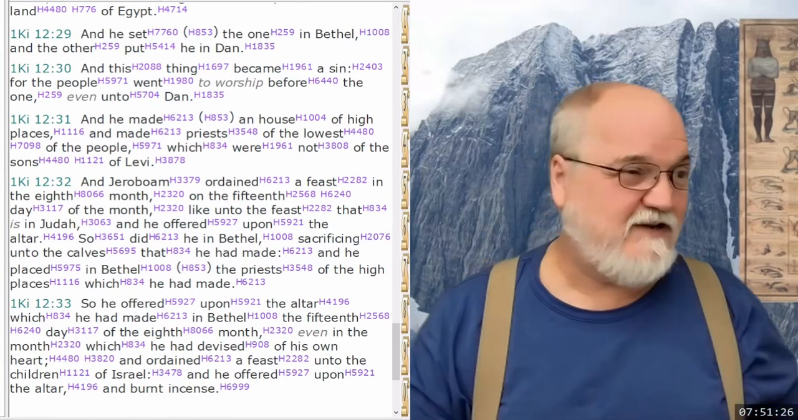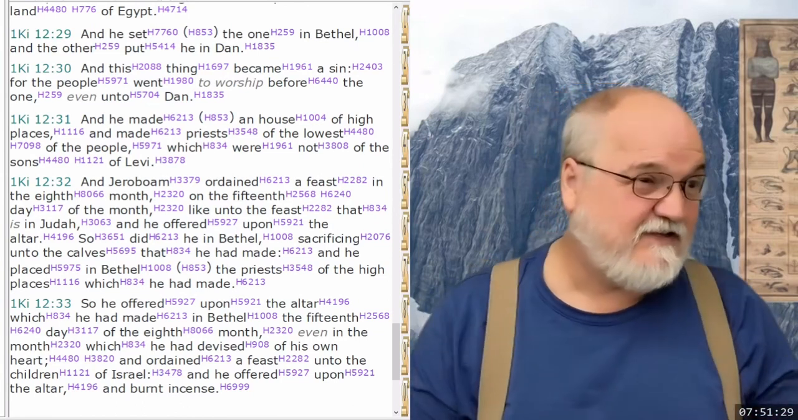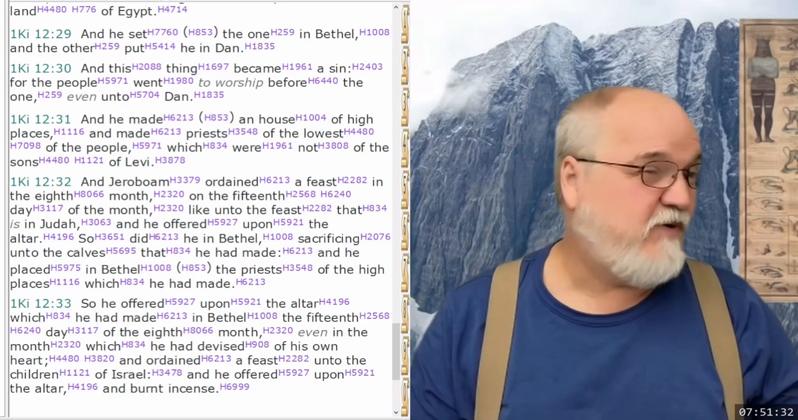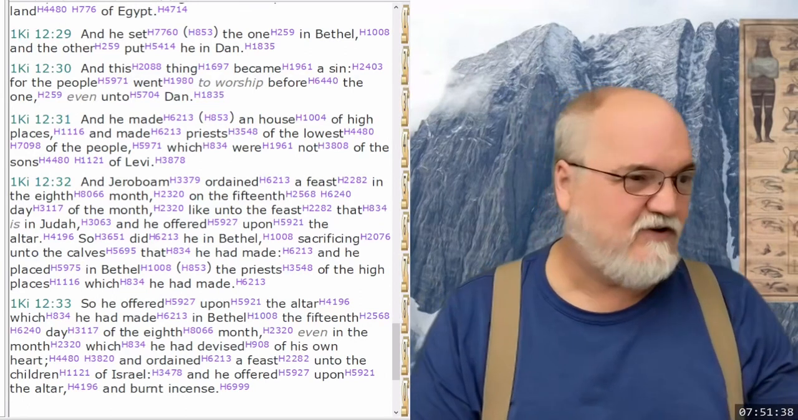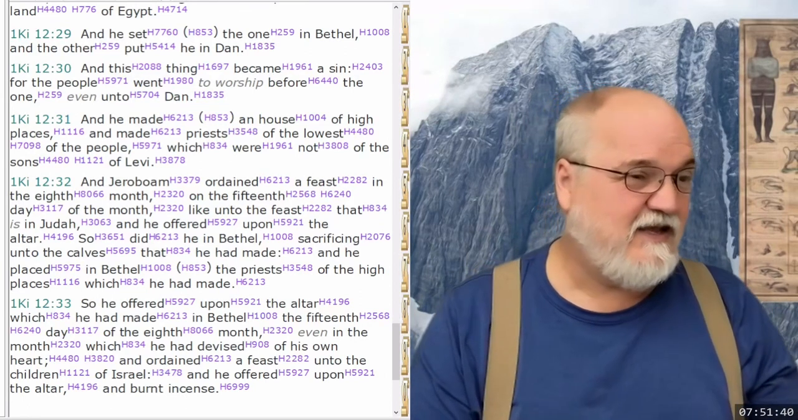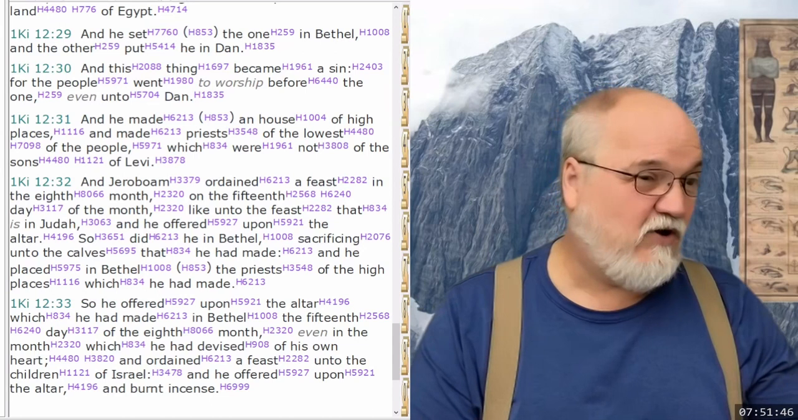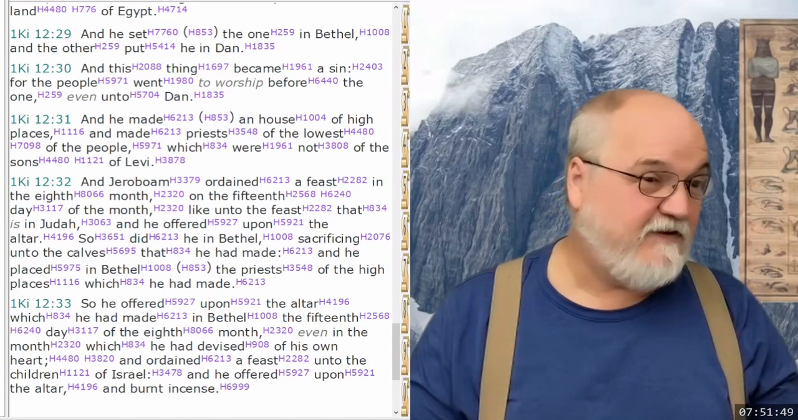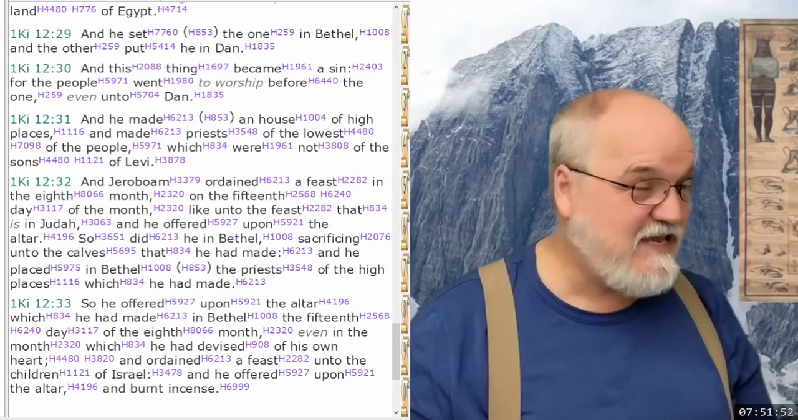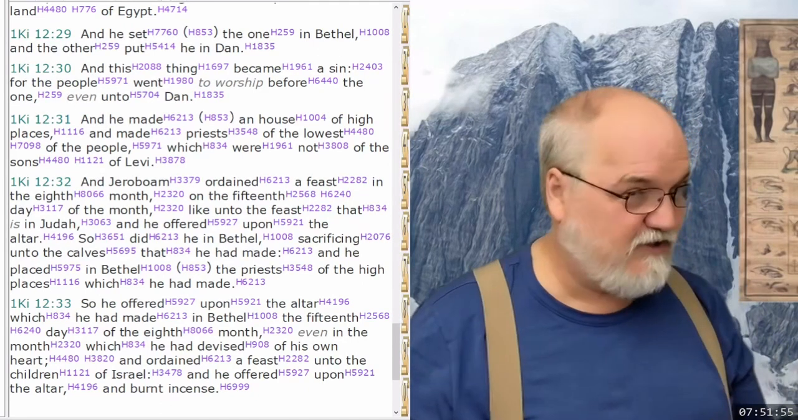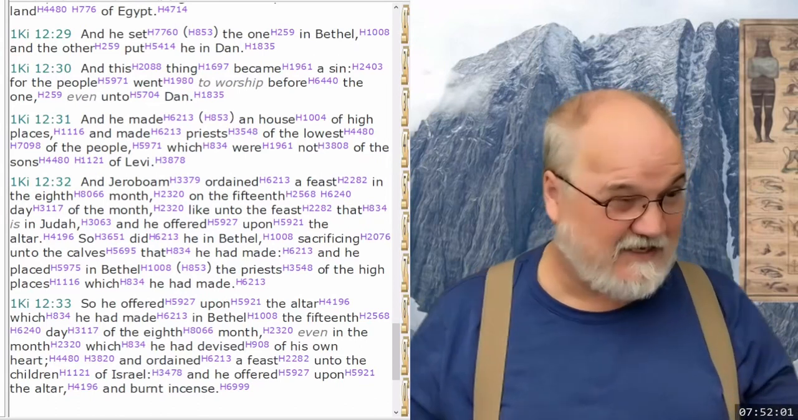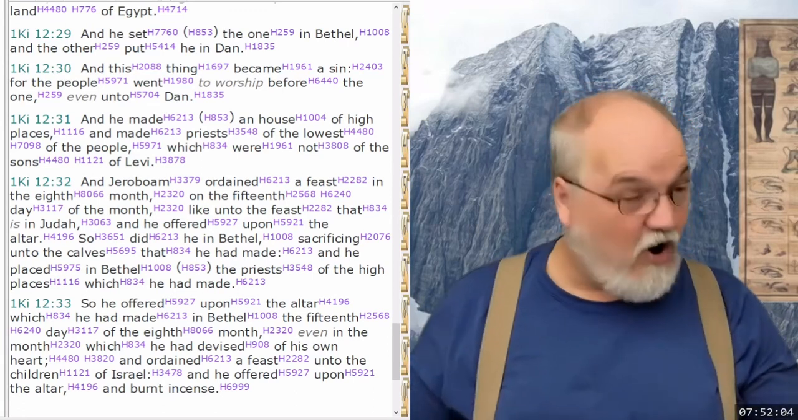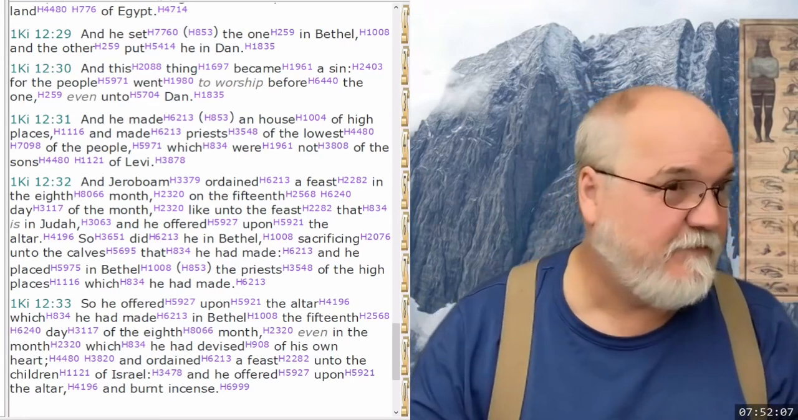So Jeroboam ordained a feast in the 8th month on the 15th day of the month, like the feast that is in Judah, and he offered upon the altar. So he's a king. He's going to be acting as a priest. So did he in Bethel, sacrificing unto the calves that he had made, and he placed in Bethel the priests of the high places which he had made. So he offered upon the altar, which he had made in Bethel, the 15th day of the 8th month, even in the month which he had devised of his own heart, and ordained a feast unto the children of Israel, and he offered upon the altar and burnt incense. So he's going to be doing this on this counterfeit date, right?